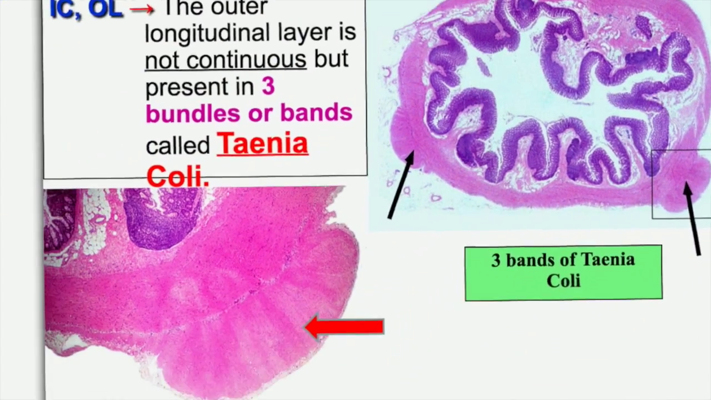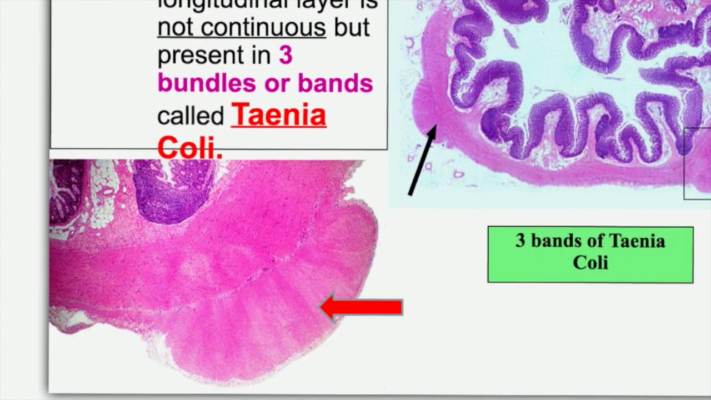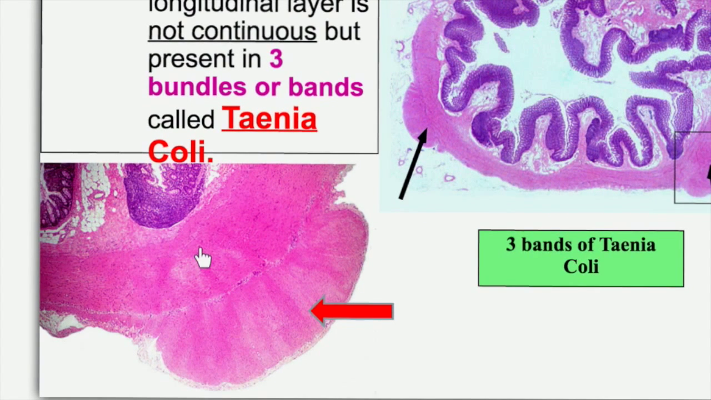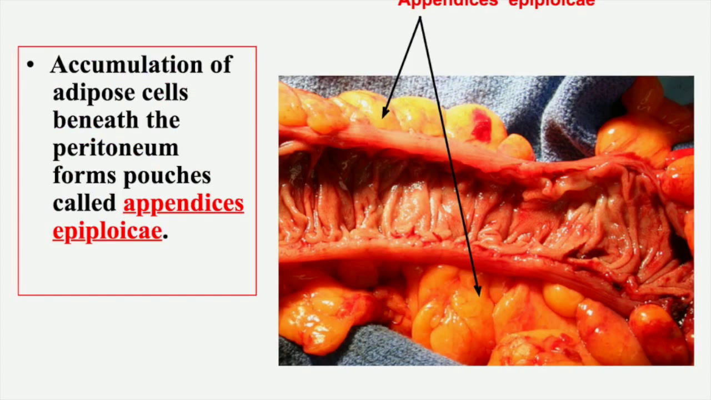Again, you can see here a magnified picture of the tinea coli. This is the inner circular, and this is the submucosa, the mucosa, and this is the outer longitudinal, formed of three bands and not continuous around the whole circumference of the large intestine. This is a picture demonstrating the fat cells accumulating under the serosa called appendices epiploicae. And this is the wall of the large intestine, and these are the circular folds present in the mucosa.